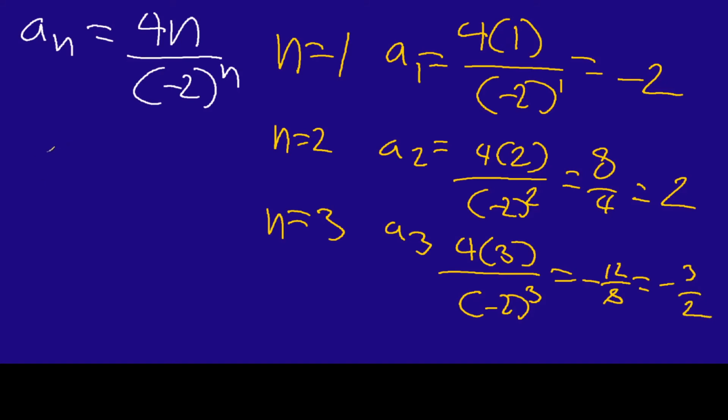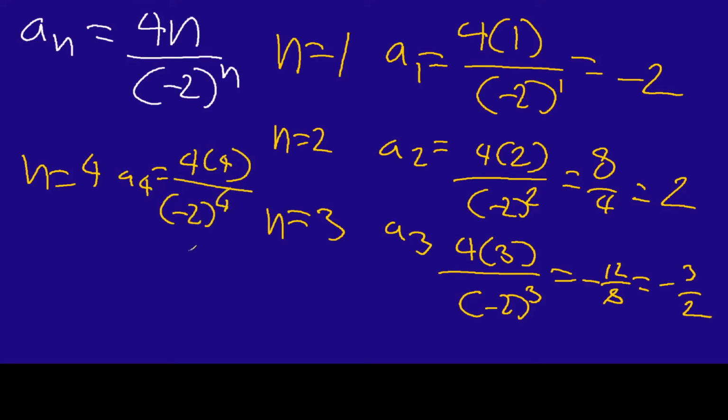Let's do one more. Let's do n equals 4. Now a_4 is going to equal 4 times 4, and then we're going to have (-2) to the fourth power. Essentially, I'm going to have 16 over 16, which is basically going to equal 1. So you can see here, I go negative, positive, just like that. And that's how this particular alternating sequence works.